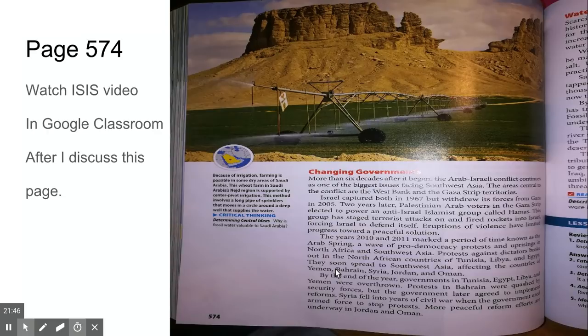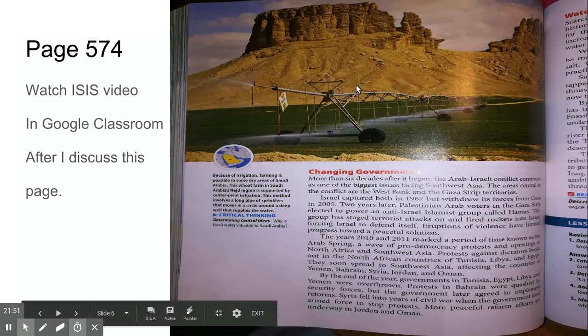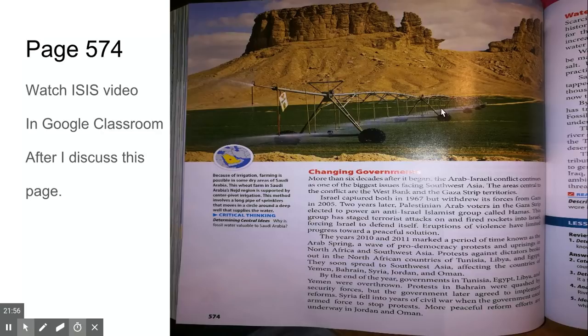So on page 574, first thing I want to talk about is this picture at the top. You see these long pipes on wheels that are going to roll, and they're spraying. You can see the spray of water. I talked about that word irrigation and how the Sumerians were some of the first ones in Mesopotamia, in between the Tigris and the Euphrates rivers, to develop irrigation. And this is an example of modern irrigation. So the Sumerians didn't do all this fancy equipment. They had channels that would kind of tunnel the water to where they wanted it to go. But this is more modern irrigation.